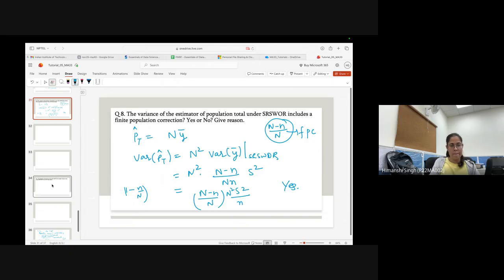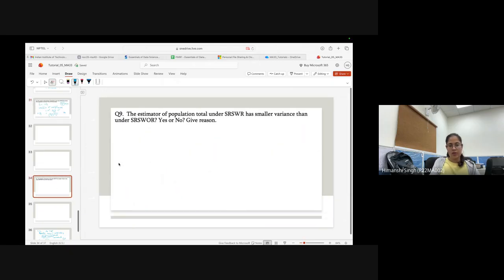Okay. So the next question, the ninth question: the estimator of population total under SRSWOR has a smaller variance than under SRSWR. So let us see the estimator of population total.